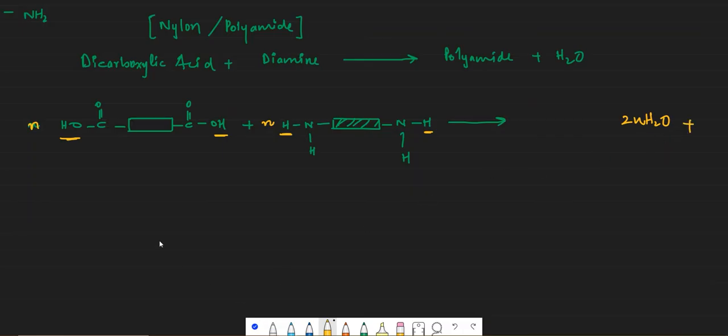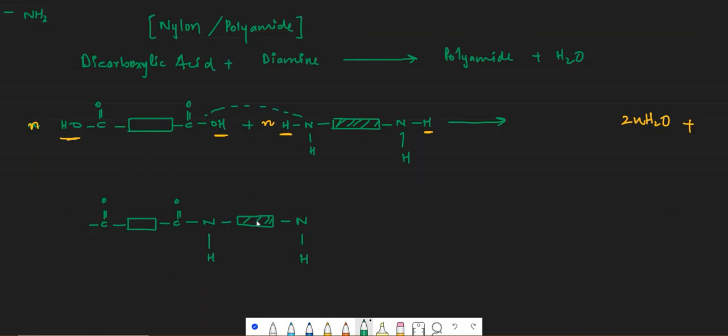Now let's write that structure. Okay, now just follow me very carefully. This OH is removed in making water. So you are left with this C double bond O, box, C double bond O. Again, this OH is removed when it reacts with hydrogen and forms water. Now this bond directly connects to this bond, and you can write it like NH, box, NH, and the other hydrogen is removed here.